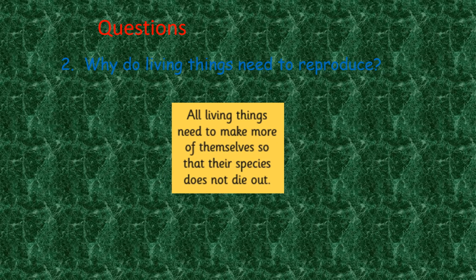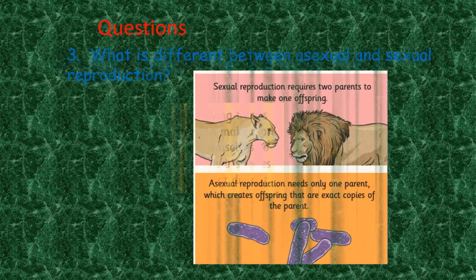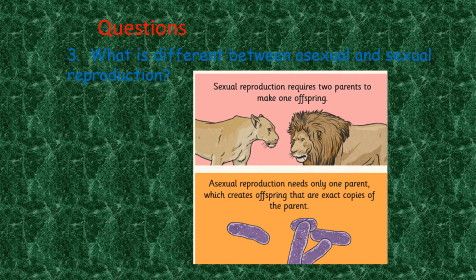So, why do living things need to reproduce? All living things need to make more of themselves so that their species doesn't die out. That means the species doesn't become extinct like the dinosaurs or the dodo. The difference between asexual and sexual reproduction is sexual reproduction requires two parents to make one offspring, and asexual reproduction needs only one parent, which creates offspring that are exact copies of that parent.